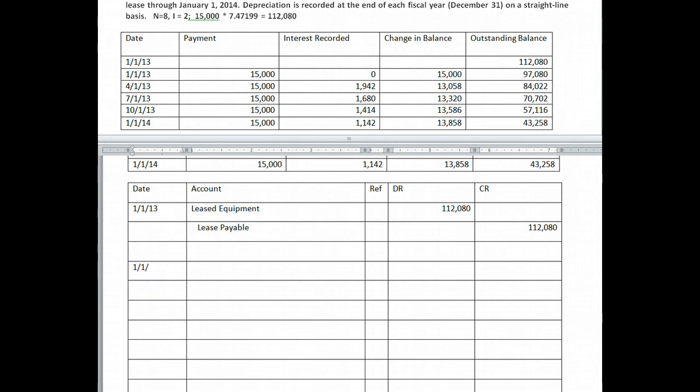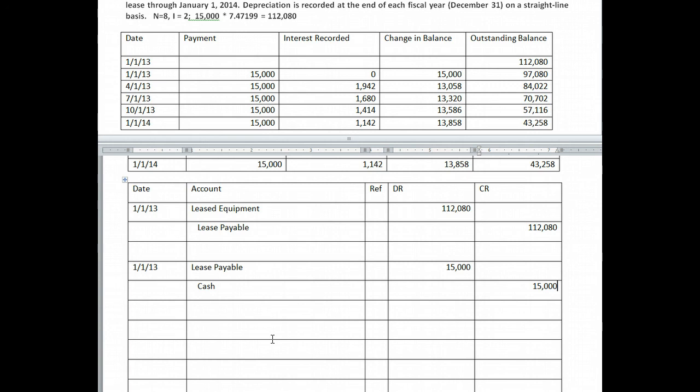Now, also on January 1st, 2013, we have to do our first lease payment. We'll go right back here. We make that payment of $15,000, which represents cash. None of it goes to interest because no time has passed. So that means all of it is going to reduce our payable. So really all we need to do is reduce our lease payable. So we're going to debit our lease payable for the $15,000 and we're going to credit our cash for $15,000. So now we've recorded the very first payment on our capital lease.